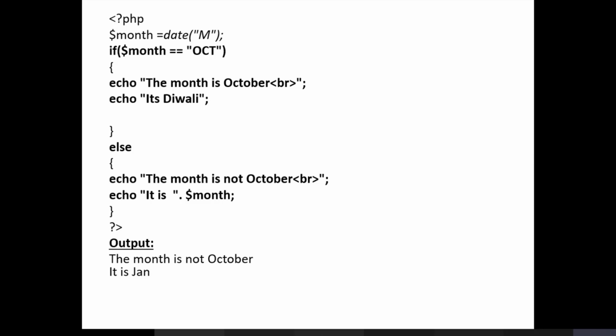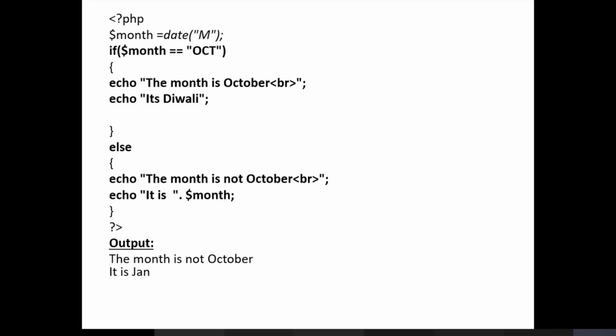Since the condition becomes false, it navigates to the else part. So the else set of instructions get executed, and in the else set of instructions, it is mentioned that the month is not October, and next it is mentioned as the date month variable. So the month variable value is February. So it will be displaying as the month is not October, it is February, if you execute today.